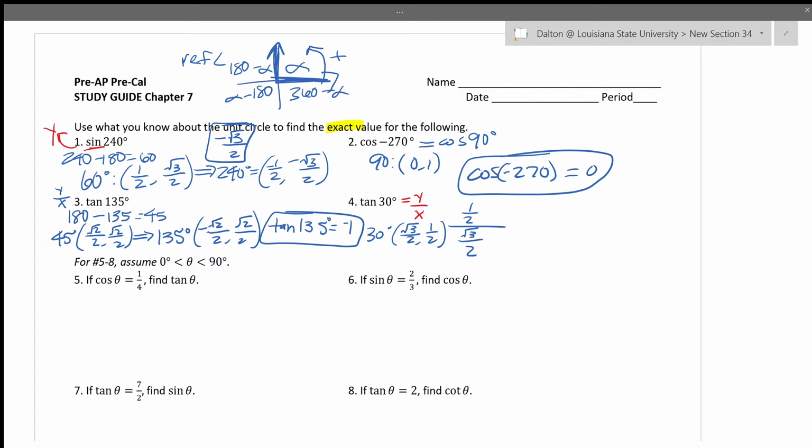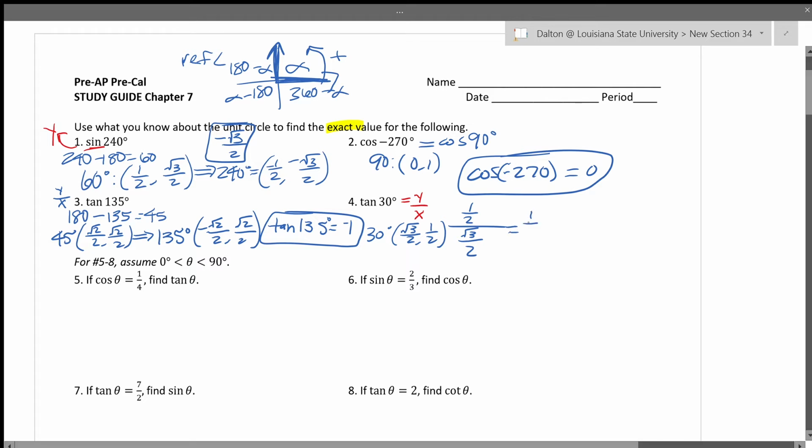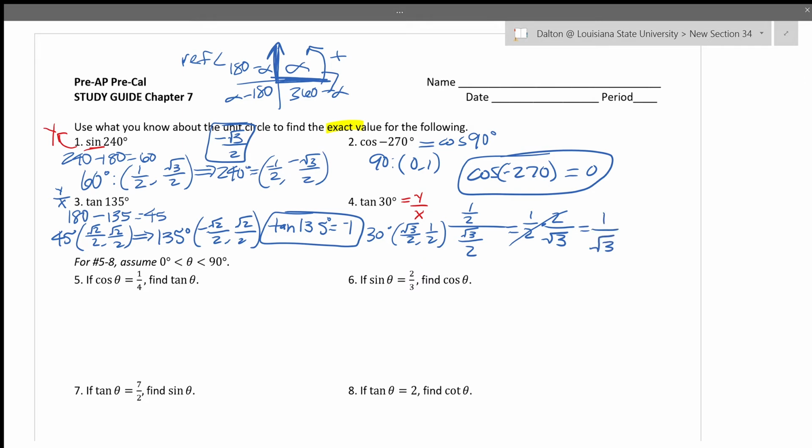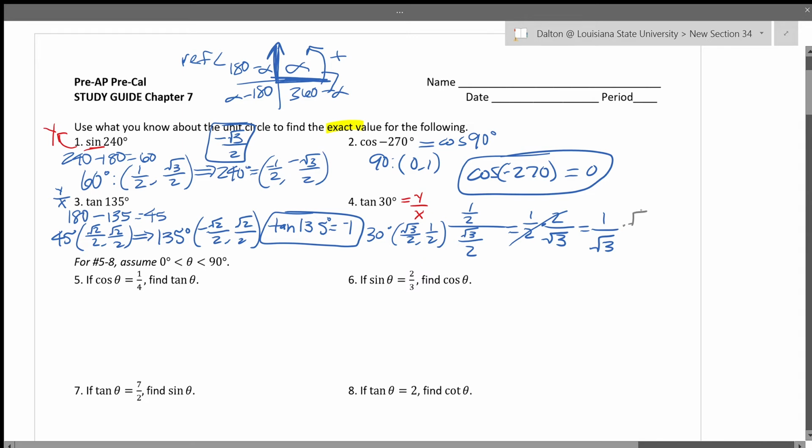Dividing stacked fractions like this is the same thing as multiplying by a reciprocal. So that'll be 1/2 times the reciprocal of square root of 3 over 2, which is 2 over the square root of 3. And then if you multiply straight across, these 2's will cancel. 2 over 2 is 1, leaving us with 1 over the square root of 3. And we can't have radicals in the denominator. So if I rationalize this by the square root of 3 over the square root of 3, multiply straight across again, I get my final answer for tangent, which will be the square root of 3 over 3. So that's basically using your knowledge of the unit circle to find these.